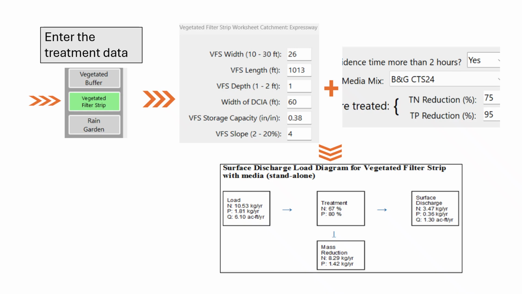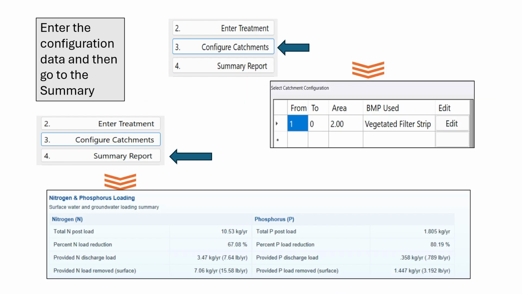Once the data is entered, the removal efficiency will be displayed in kilograms per year. Once you have finished entering the configuration data, which includes selecting your routing and best management practices, you will then proceed to the summary section. The VFS for this particular highway has met the percentage removal required by the ERP. For the BMAP credit, the total nitrogen is 7.64 pounds per year, and the total phosphorus is 0.789 pounds per year. Remember to save your project data once you've completed these steps.